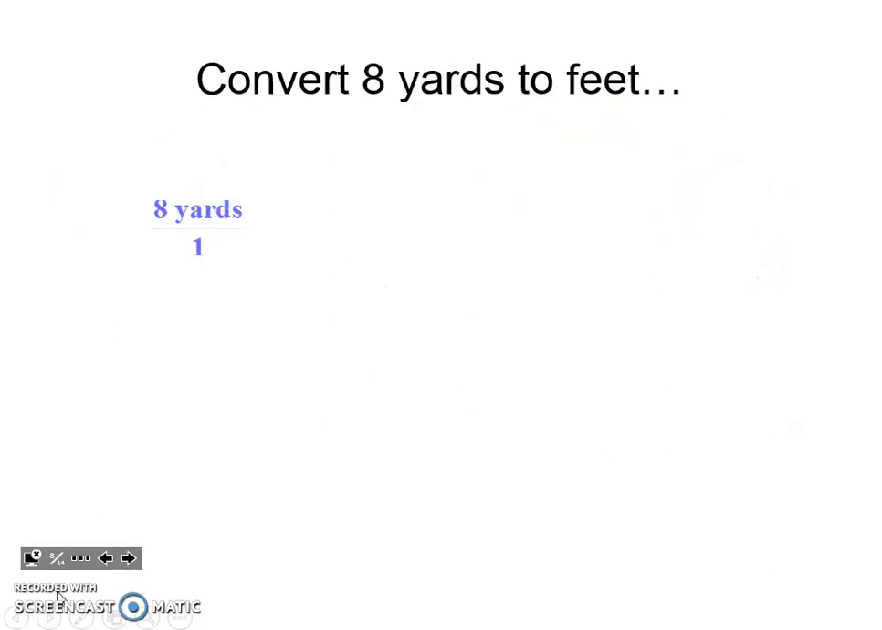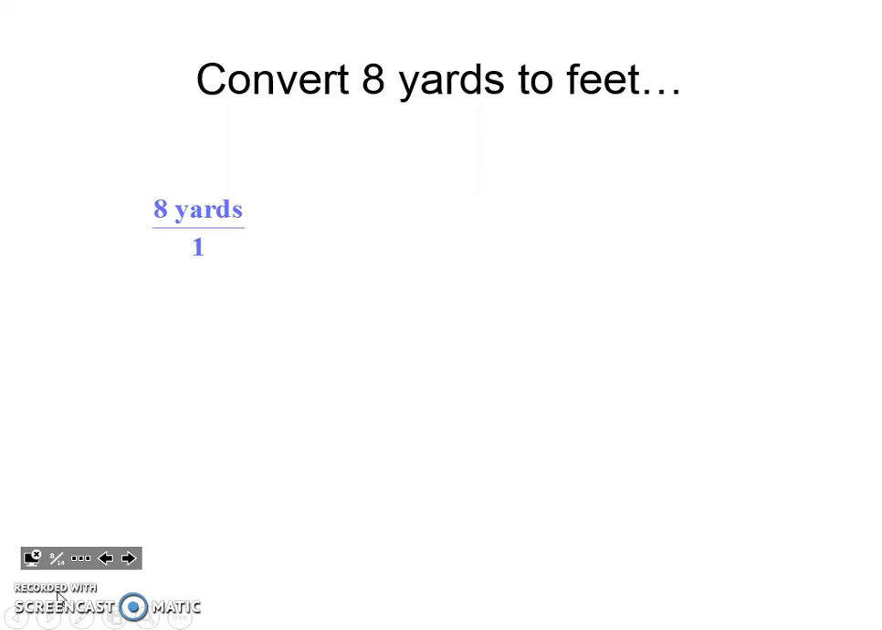Now, let's try to apply this. If I want to convert 8 yards to feet, of course, a lot of you are saying, well, Mr. Golden, I can do this in my head. Well, that's great. But when the numbers become a little more difficult and I'm trying to convert 2 units instead of 1, I want you to be able to comfortably use this as an effective and efficient practice. So let's try this together.